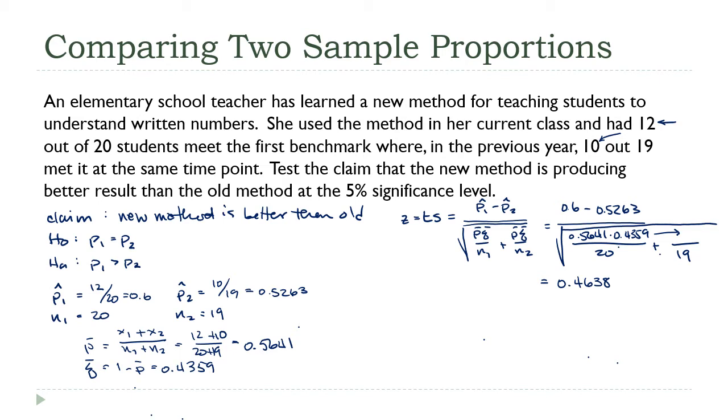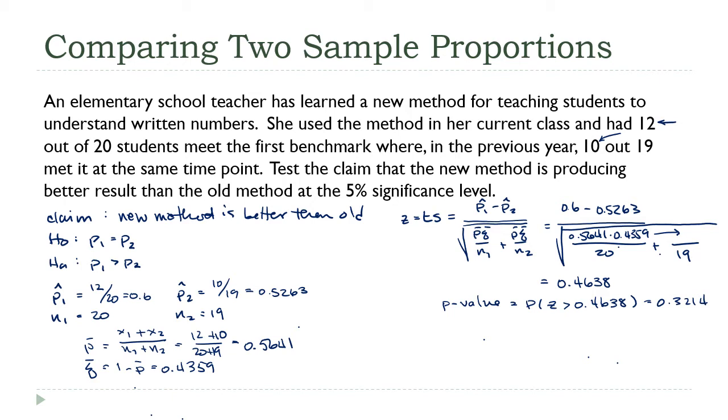So next step, find the p-value, right? The p-value is the probability z is greater than 0.4638. Remember, go back to the null hypothesis. The null hypothesis said greater than. So this is a right-tailed test, which is why I'm doing a greater than probability here, right? And again, go to your calculator or the table. This is 0.3214. All right, so that is the p-value.